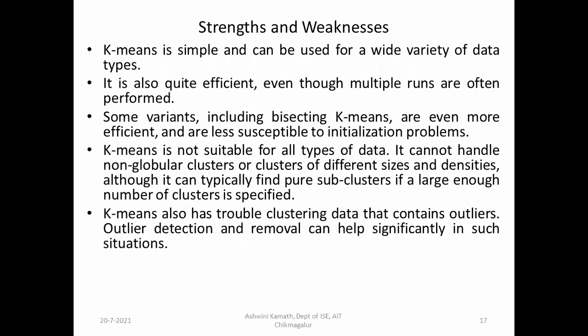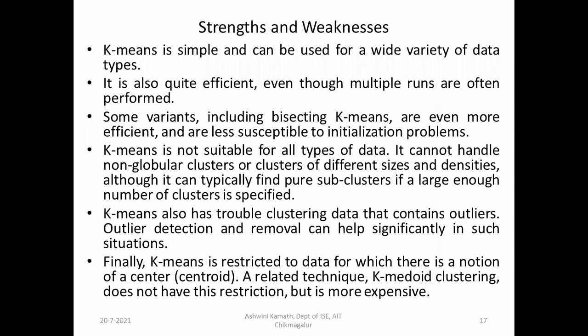K-means also has trouble clustering data that contains outliers. Outlier detection and removal can help significantly in such situations. So when we have outliers in the data, we can detect and remove those outliers to find the natural clusters using the K-means algorithm. And finally, K-means is restricted to data for which there is a notion of a center, or centroid. So this middle point is required for the K-means algorithm. Only such data can be used for K-means.